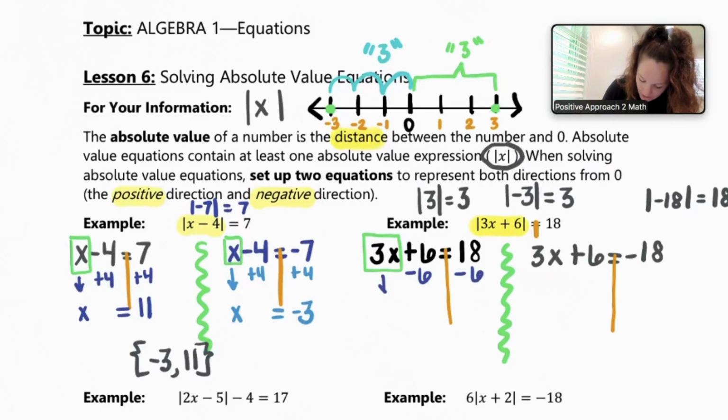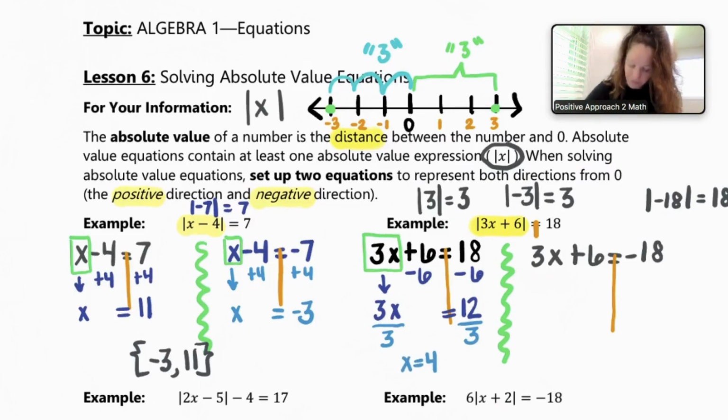18 minus 6 is 12. Then we're going to divide both sides by 3. And so we're left with x equals 4. And now we have to do that same thing to the second equation. So that's why I do the squiggle, because I don't want you to think, oh, I just need to subtract 6 here and here, right? Like I don't want you to mix up the two problems. Those are two separate equations.